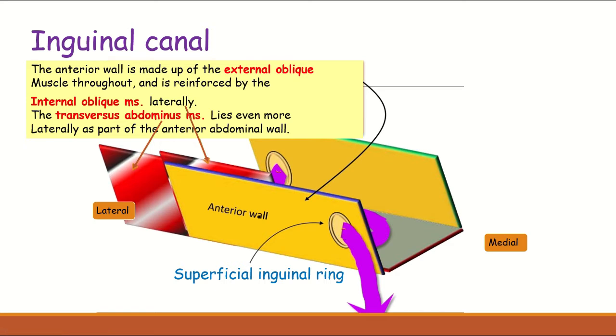The anterior wall is made up of the external oblique muscle throughout its length, and near the lateral end, the anterior wall is reinforced by the internal oblique muscle and some part of the transversus abdominis muscle. So the entire length of this anterior wall is made up of the external oblique, and on the lateral side it is reinforced by the internal oblique and the transversus abdominis muscle.